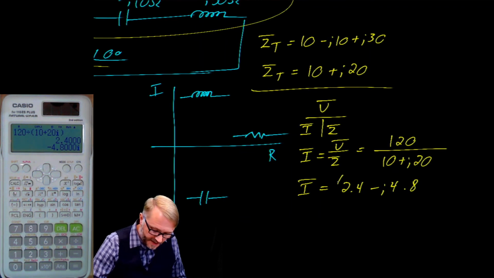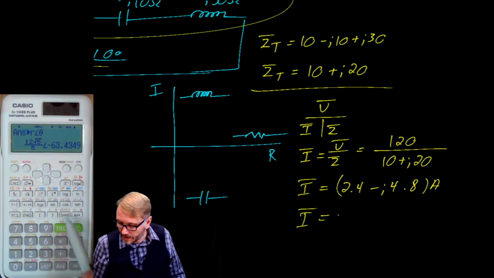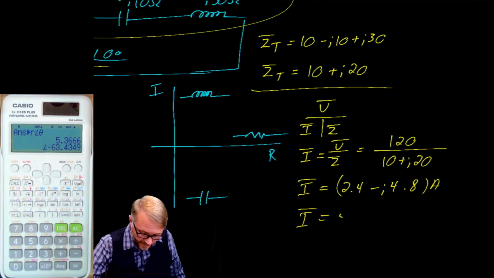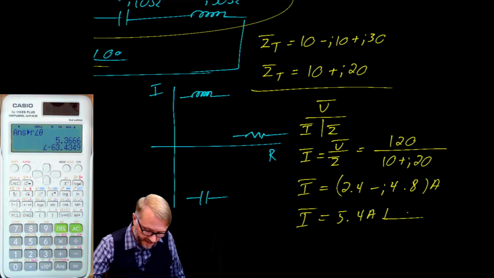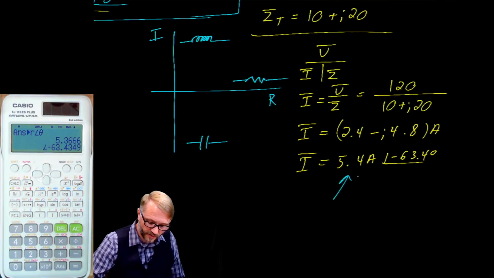And that is technically true, but I would recommend you put your current into the polar form. So shift complex 3. That gives you 5.4 amps at a phase angle of negative 63.4 degrees. Now, the reason we put ourselves into polar form with current is because this is what the meter reads.